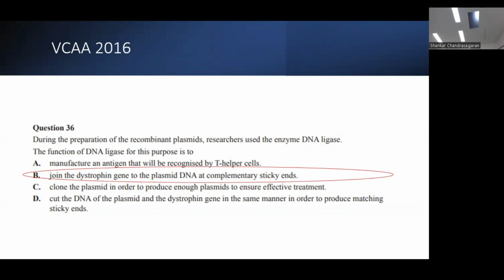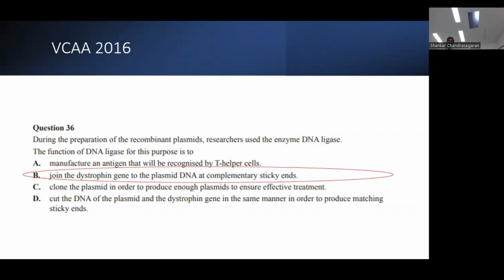B. Join the desired gene to the plasmid DNA at complementary sticky ends. Right. So essentially, anytime you see a gene or a segment of DNA being joined together to a plasmid or another copy of a DNA, that is done with the action of DNA ligase. The ligase basically glues those two fragments together to make one complete strand. So that is its function.